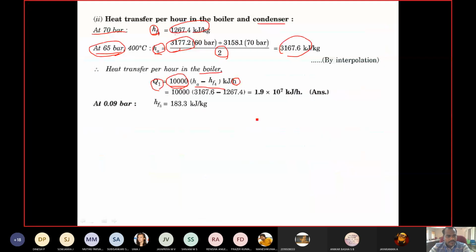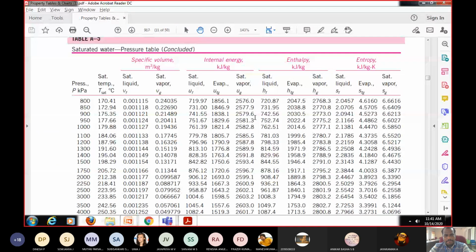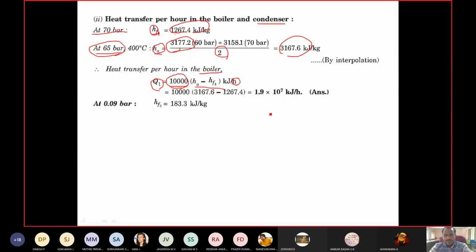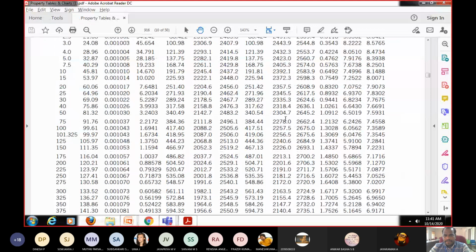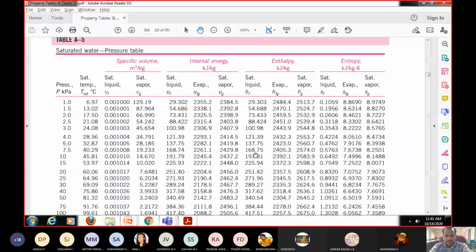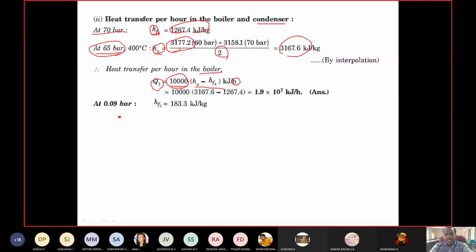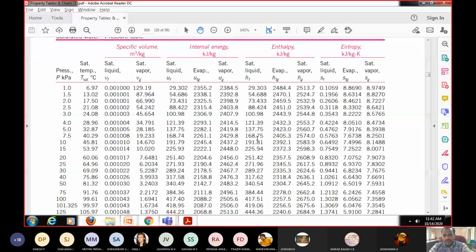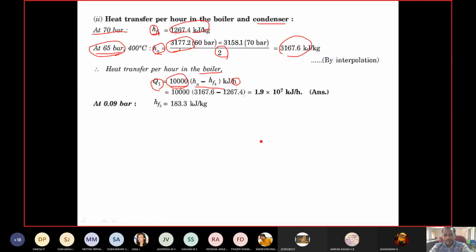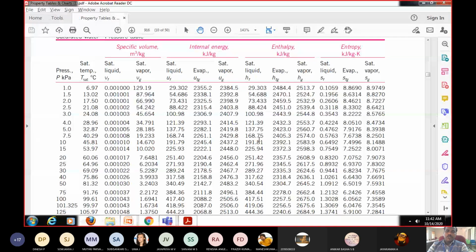Saturated water, right? This we have to interpolate, right? So the thing is, we have the values at 7.5 and 10 kilopascal, but we have to calculate at 0.09 bar, that is 9 kilopascal. So if we interpolate, we can get the value in between these two. That will be approximately 183.3 kilojoule per kilogram. Yes, 183 kilojoule per kilogram. Right. So we can get the properties.